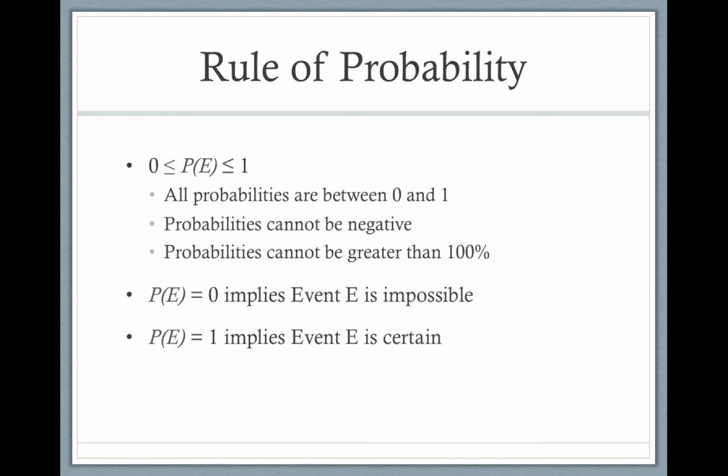What's the probability the sun rises in the west tomorrow? That is going to be 0 because it's impossible for the sun to rise in the west. The probability of event E equals 1 says event E is certain. So the probability that the sun rises tomorrow is 100%. So the sun rising is a certain event.